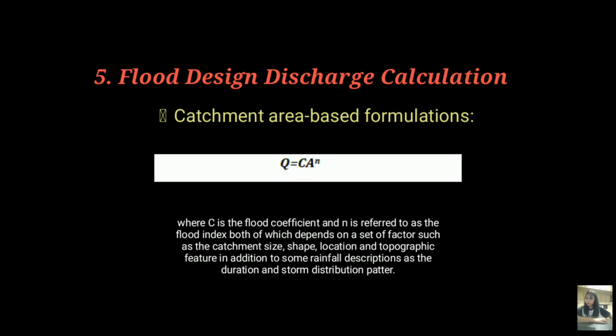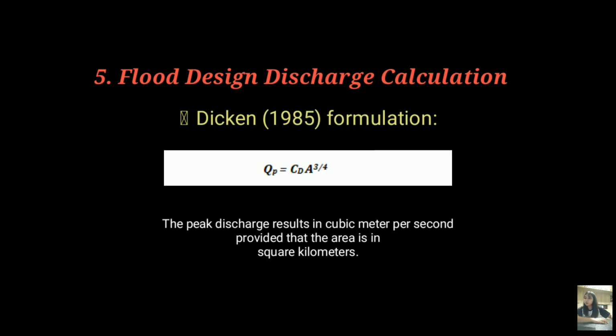First is the catchment area-based formulations. These take into consideration the catchment area A without any rainfall quantity concern, and the peak flood discharge can be calculated as Q is equal to C A to the power of n, where C is the flood coefficient and n is referred to as the flood index, both of which depend on a set of factors such as the catchment size, shape, location, and topographic features, in addition to some rainfall descriptions such as the duration and storm distribution pattern. And the following are the alternatives for this formula.